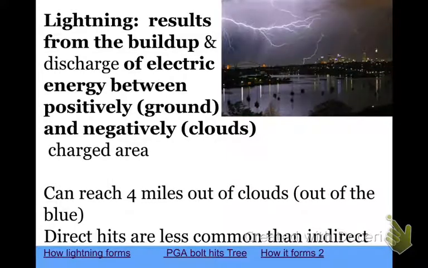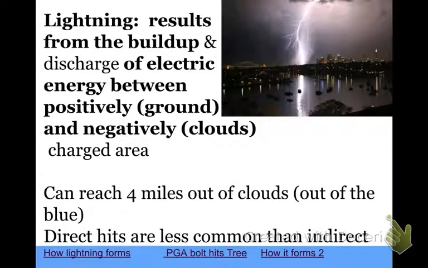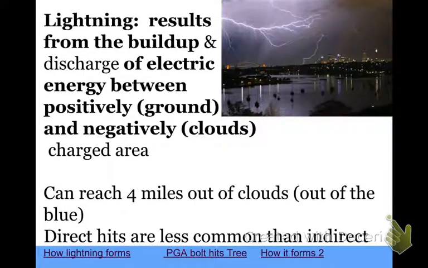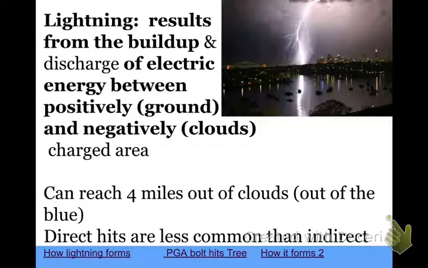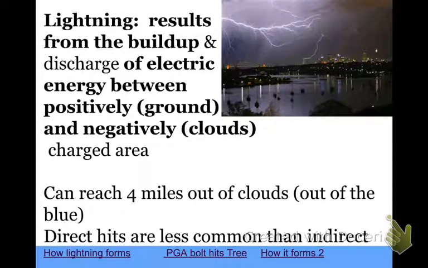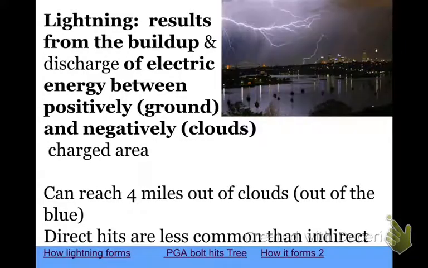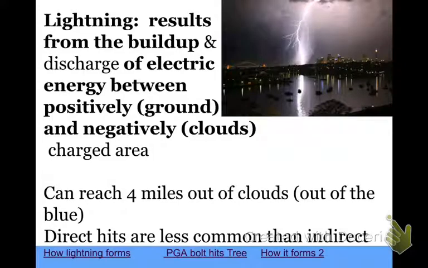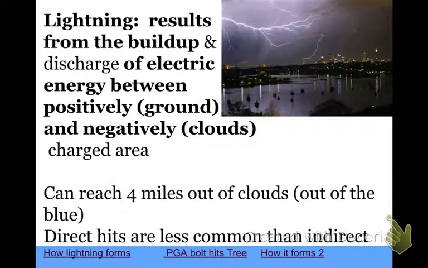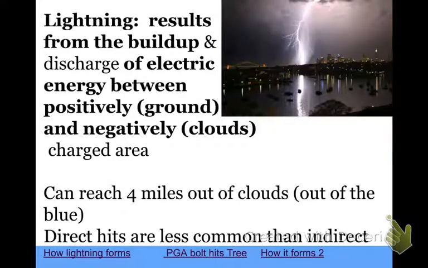So lightning can reach 4 miles out of the clouds. I'm about to show you a video about how lightning forms, and this is something he talks about, but the phrase out of the blue actually came because lightning can shoot out of the blue, which is why if they ever hear thunder, they're supposed to cancel a sporting event to make sure you don't get hit.